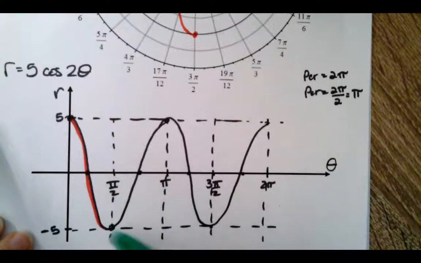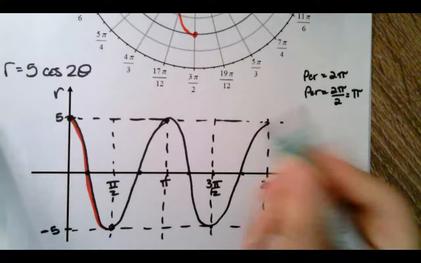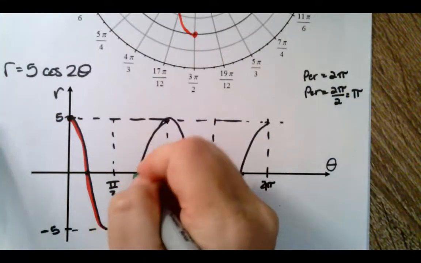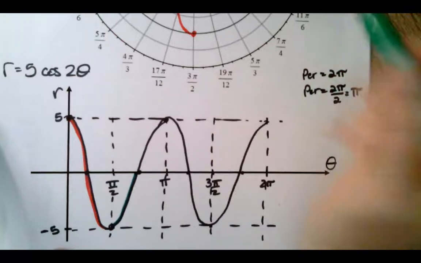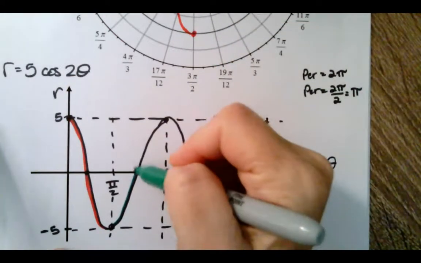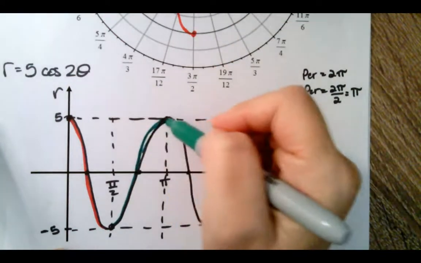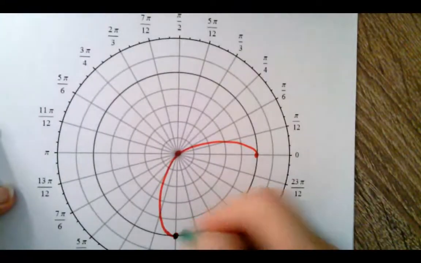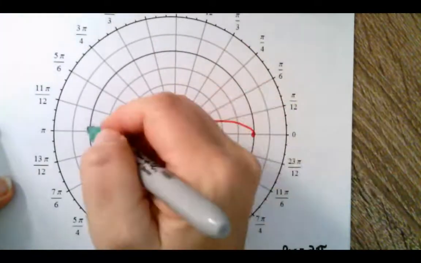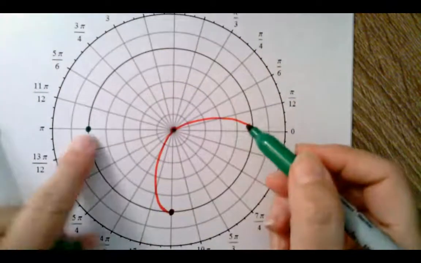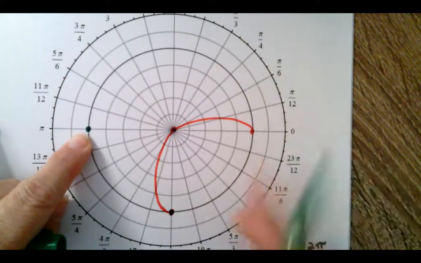Between pi/2 and pi, we're going to pick up where we left off at that -5 pi/2. Our graph is going to go back to the pole. So at 3 pi/4, we're going to be back at the pole. And then when I get to pi, we should be out at a radius of 5. So I'm going to start here at -5 pi/2. We're going to go back to the pole. And then at pi, I should be out here at a radius of 5.